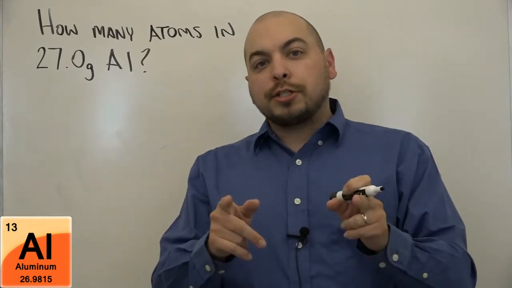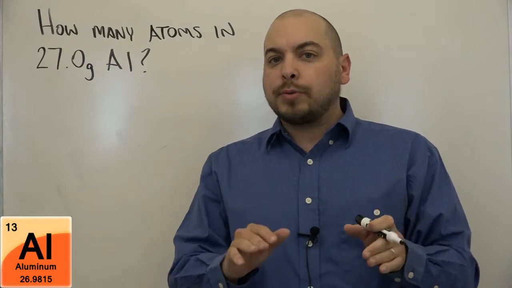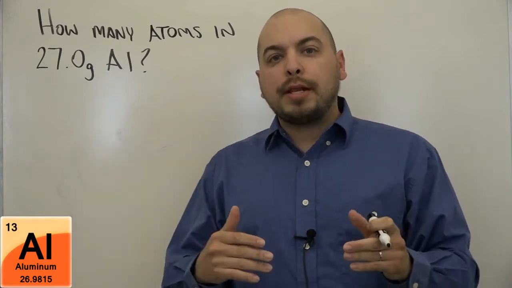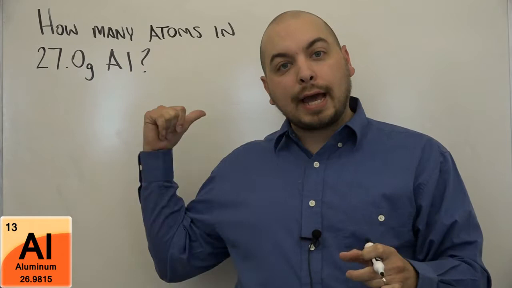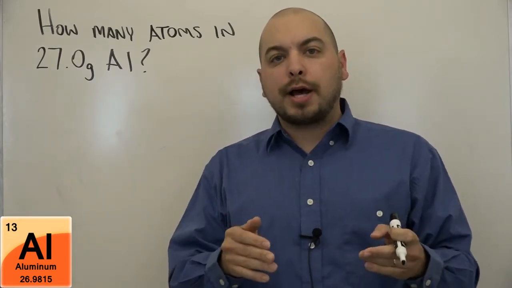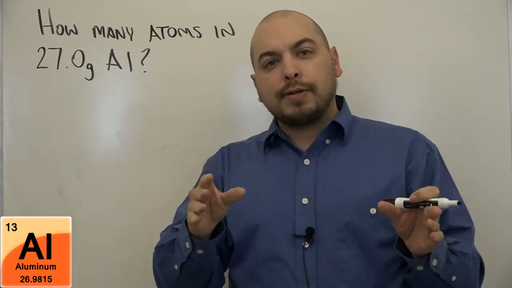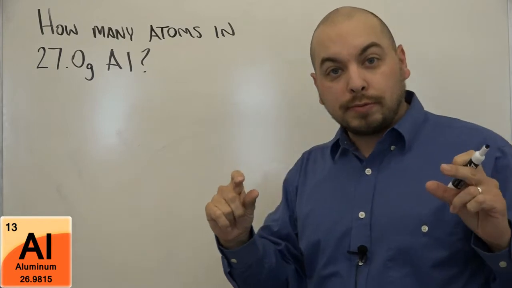Alright guys, so we're going to start with a fairly straightforward example problem that I'm going to guide you through. Now our problem is asking how many particles, in this case atoms, there are in 27 grams of aluminum solid. Now in order to do this, we're going to write down what we're given, so we're going to start with our 27 grams of aluminum.